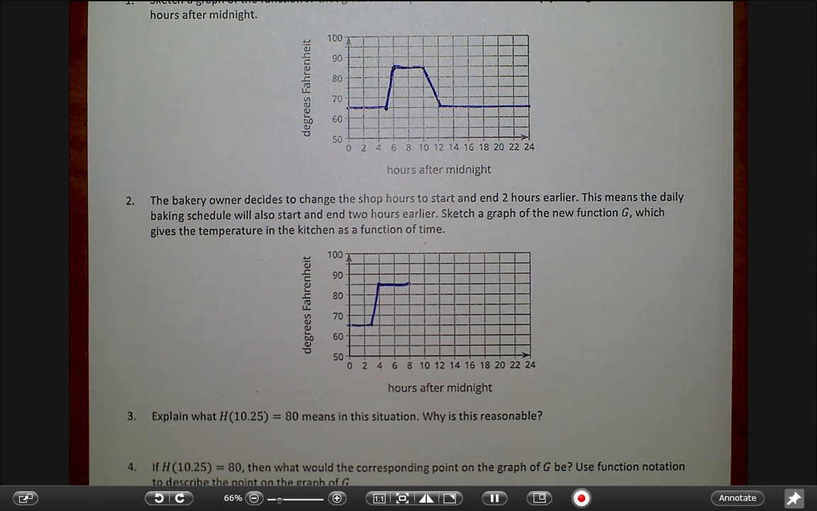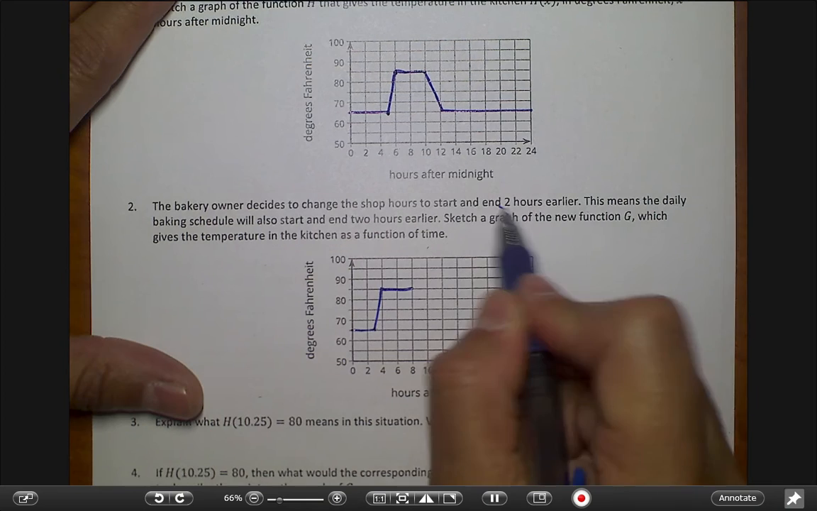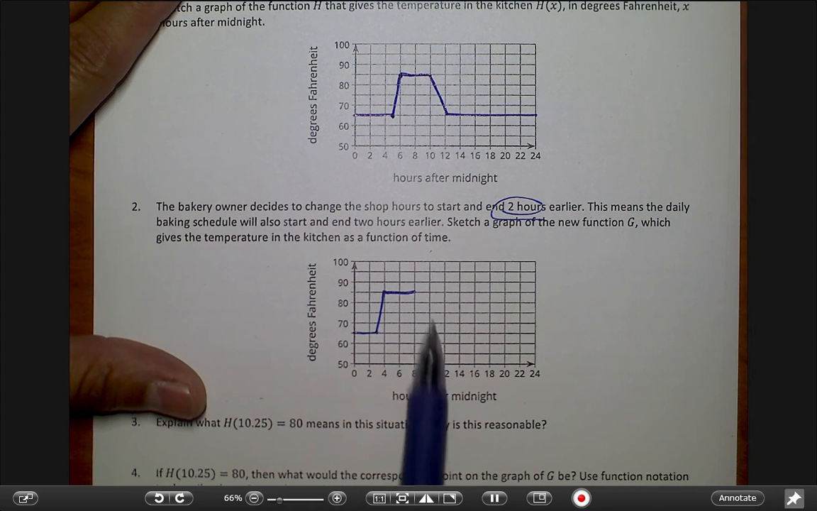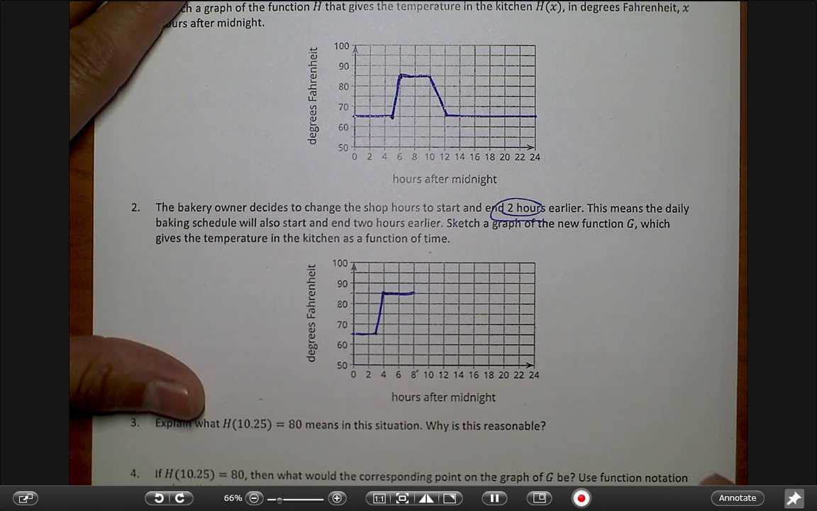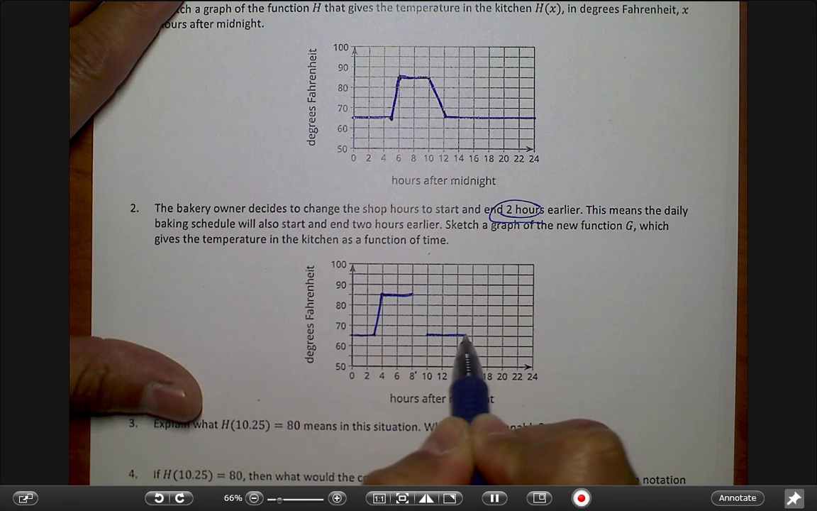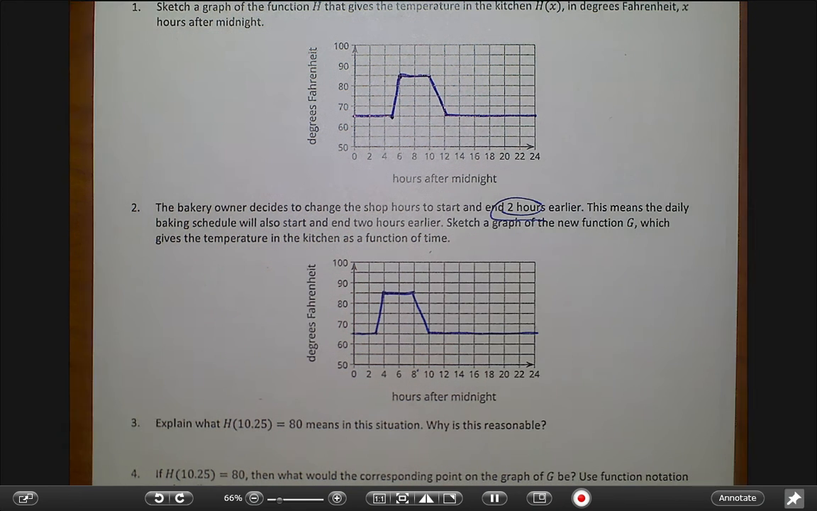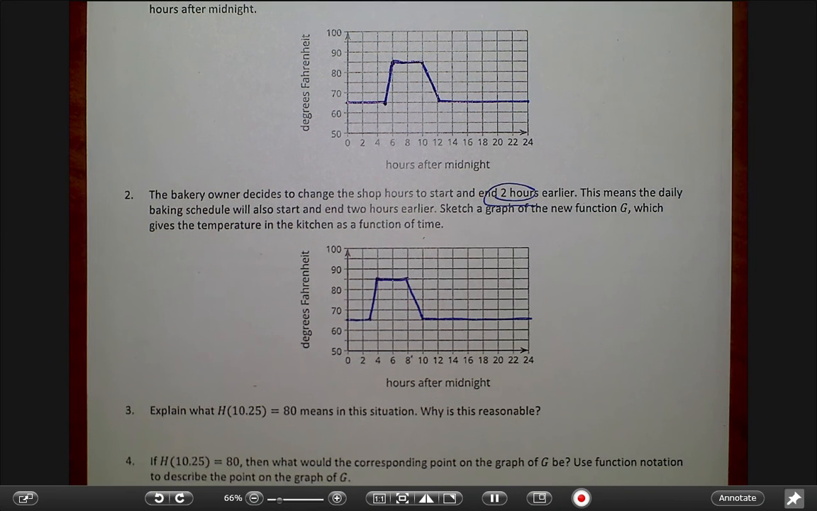There we go. And then I said it takes 2 hours for it to cool down, right? So at 10, it's going to be back to 65. And what did I do with these graphs? I shifted everything to the left.